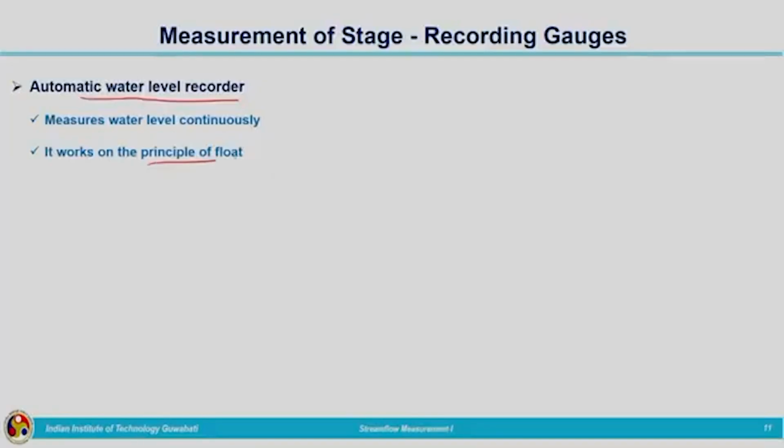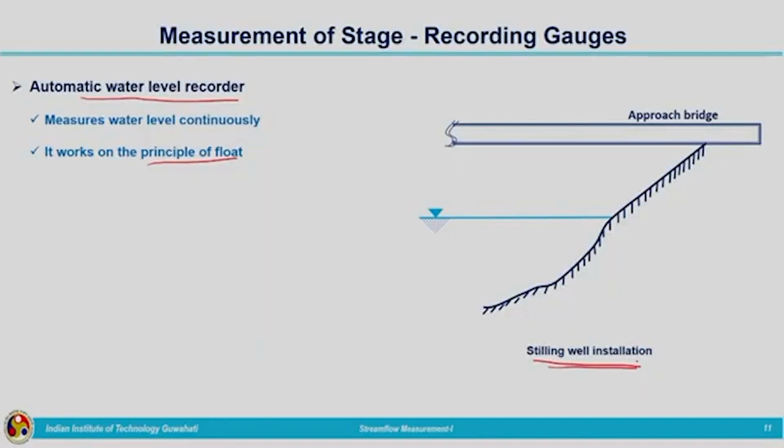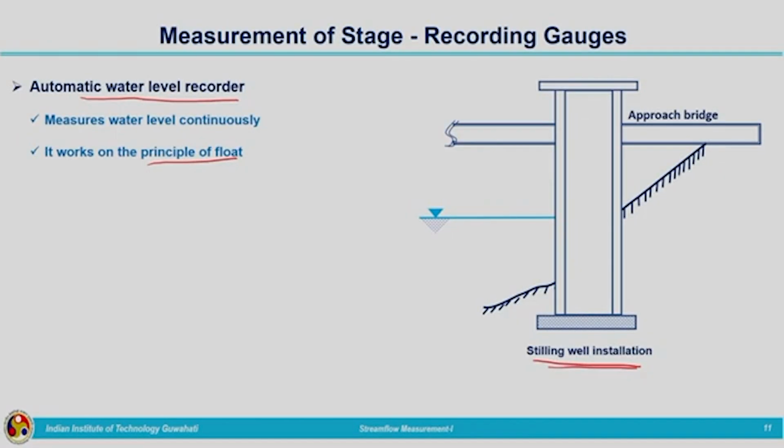It works on the principle of float, and again schematically we are having the stream, we are having the approach bridge like this, and here, since it is a continuous measurement of water level, we are having a stilling well installation to protect the instruments. So, this is the stilling well installation, and we are having an intake well. Within that we will be having one gauge for the manual measurement and also one automatic water level measurement mechanism.